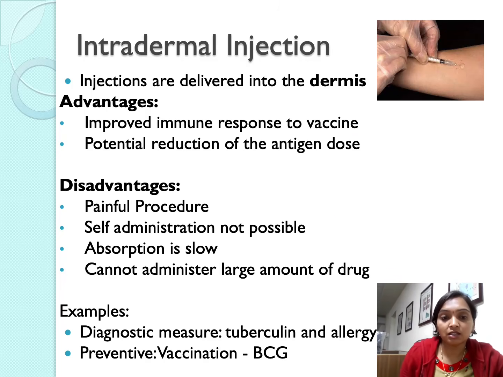The disadvantage of this route is that self-administration is not possible. It is painful as it is an injection. Absorption is very slow, and you cannot administer a large dose of drug. Drugs given through this route are for diagnostic and preventive purposes. Preventive is through vaccination, that is, the BCG vaccine is the one which is given through this route. For diagnosis, you can do the tuberculin or Mantoux test, which is used for diagnosis of TB. And also any allergic test, that is the patch test, which is used in allergic conditions.